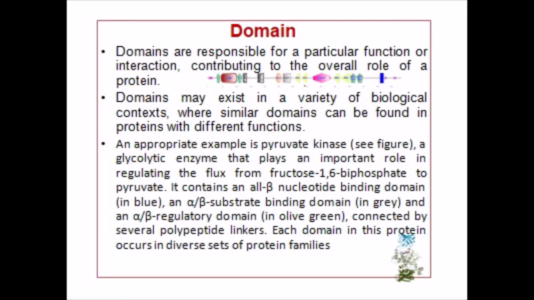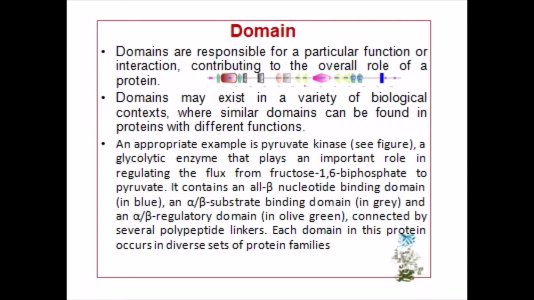Domains may exist in a variety of biological contexts, where similar domains can be found in proteins with different functions. An appropriate example is pyruvate kinase. If you see in this picture, a glycolytic enzyme that plays a major role in regulating the flux from fructose 1,6-bisphosphate to pyruvate. It contains an overall beta nucleotide binding domain in blue, an alpha by beta substrate binding domain in gray, and an alpha by beta regulatory domain in olive green, connected by several polypeptide linkers.